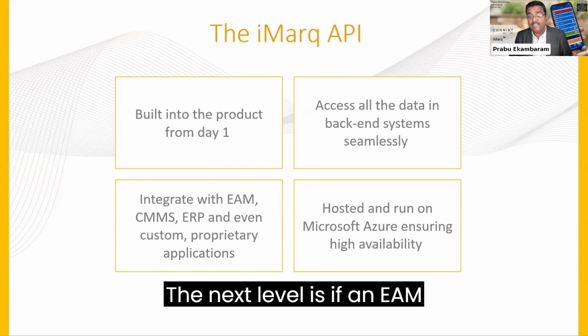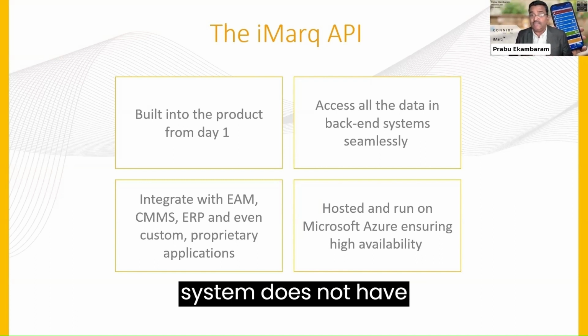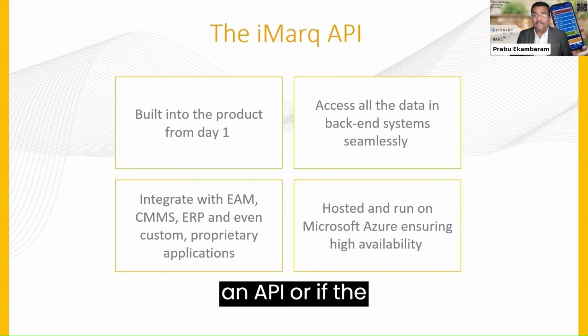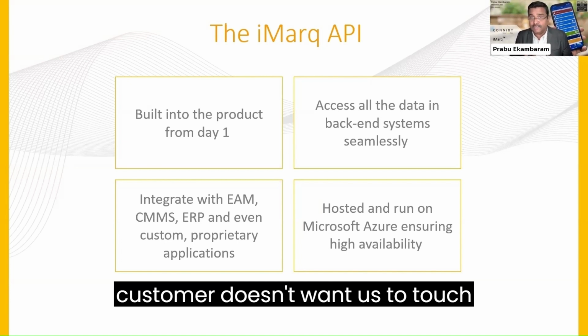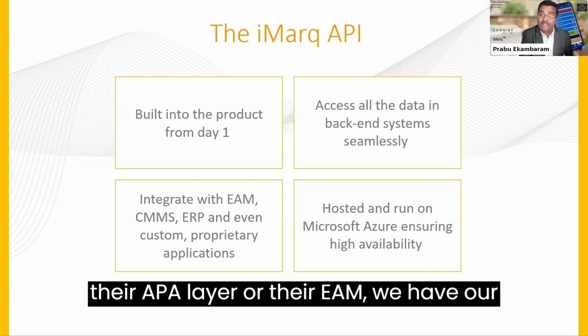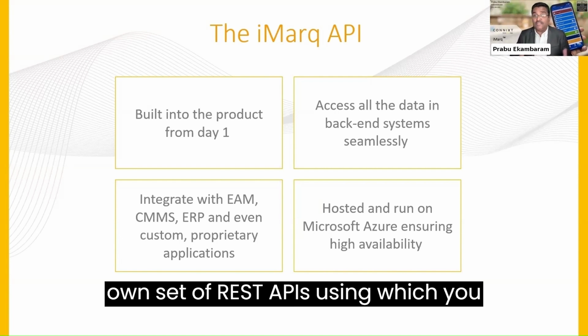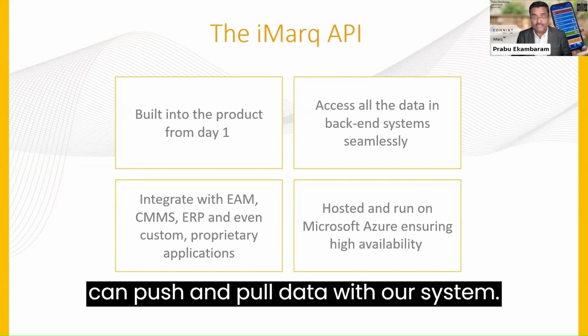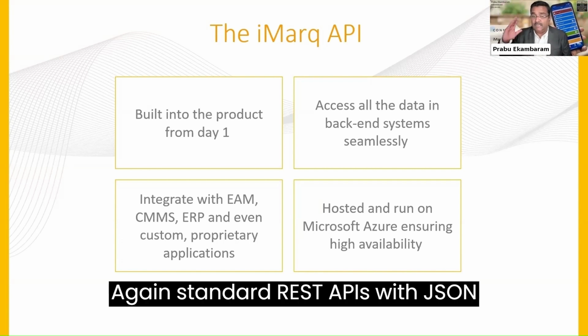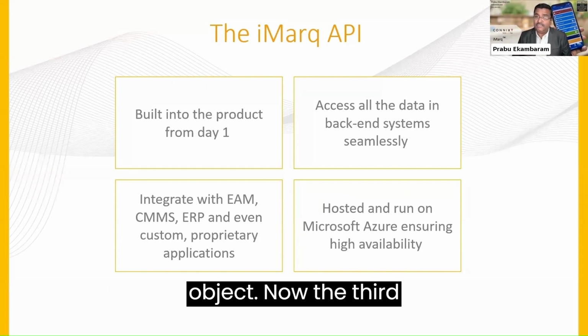The next level is if an EAM system does not have an API, or if the customer doesn't want us to touch their API layer or their EAM, we have our own set of REST APIs using which you can push and pull data with our system. Again, standard REST APIs with JSON objects.